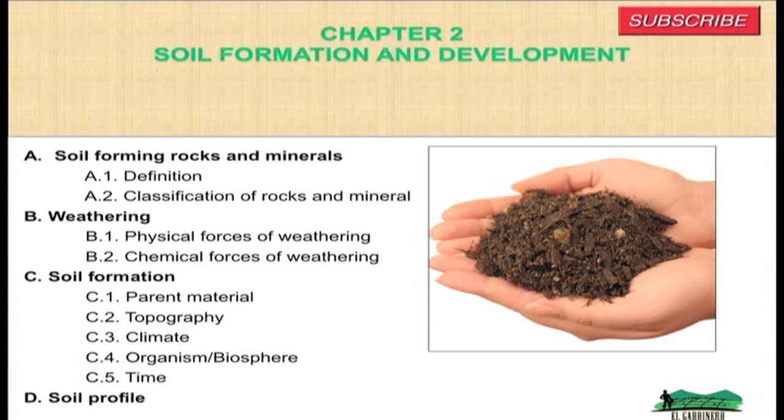On my slide is the chapter outline, which is divided into 4 parts. The first part is soil forming rocks and minerals, and in here we will define rocks and minerals, including some of the classification. The second part is weathering, and in here we will be talking about the 2 forces of weathering, the physical and the chemical. And the third part is soil formation. In this part, we will be talking about the soil forming factors, and then the last part is the soil profile.